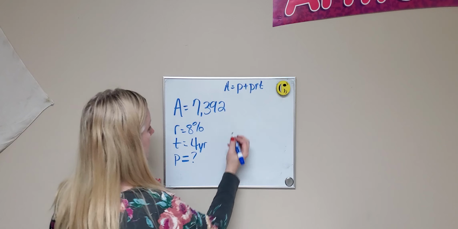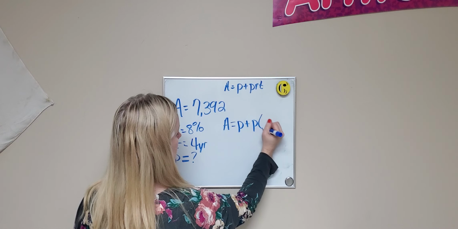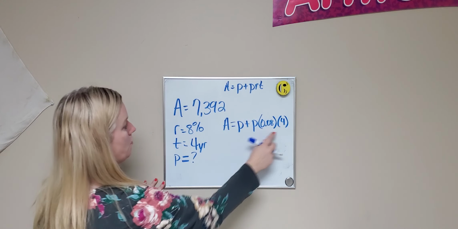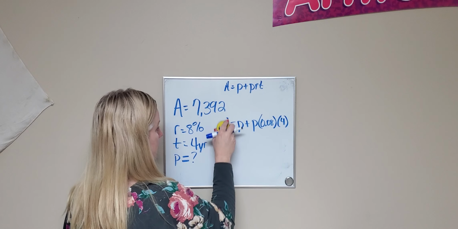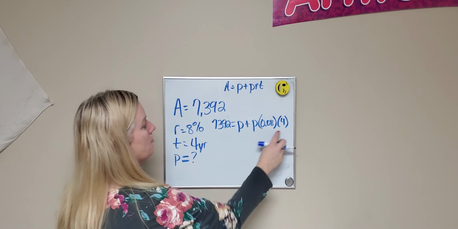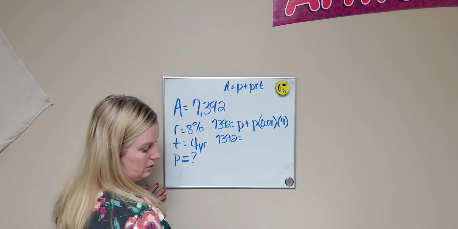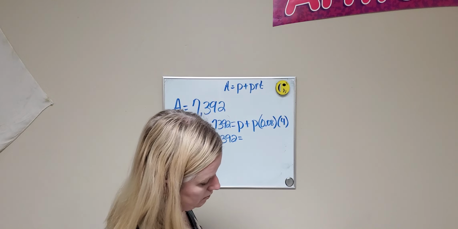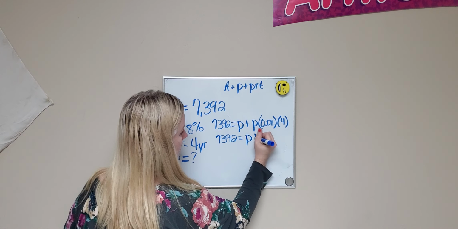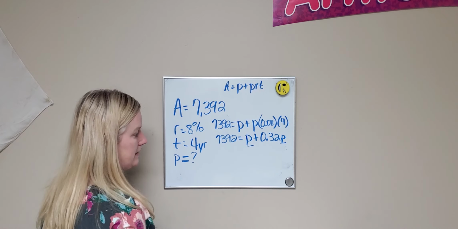So here's my formula. A equals principal plus principal times rate, which is 0.08, times time, which is 4. So multiply that. Oh, not A equals. I already know what A is. 7,392. All right, so I'm going to multiply that. 7,392 equals P plus P times 0.08 times 4, which is going to give me 0.32. So I have P plus 0.32 P. These are the same, so I can add them together.